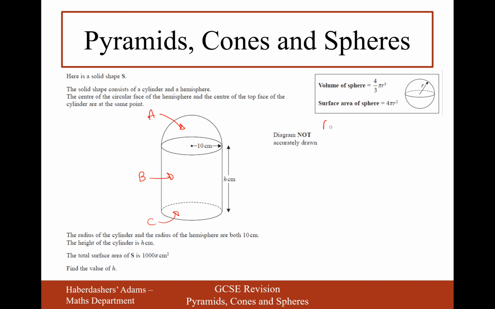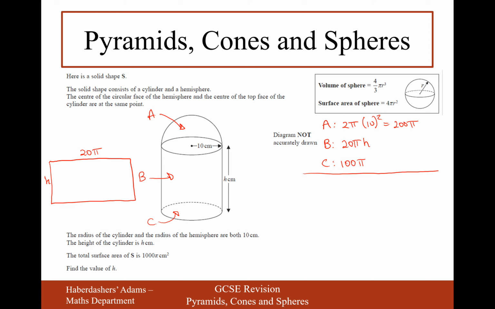So for A, it's going to be half of a curved surface area. That's 2 pi r squared. So it's going to be 2 pi times 10 squared. So that would be 200 pi. The next bit, B, is actually when you unfold it, it's going to give you a rectangle. Let's think about the rectangle. The height of the rectangle is going to be h. The width of the rectangle will be the circumference of the circle. So that's going to be 20 pi. So the area for B is going to be 20 pi times h. And then for C, that's just a circle, pi r squared. That's going to be 100 pi.